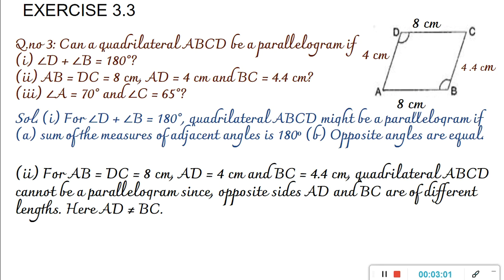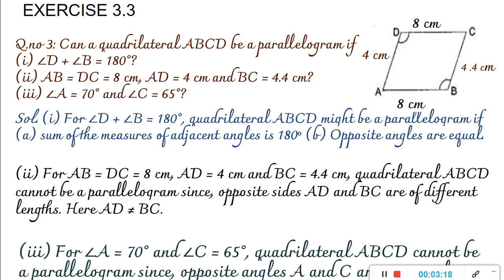Now angle A 70 degrees and angle C 65 degrees. Third one. We know that opposite angles are also equal, isn't it? Here angle A and angle C both are opposite angles, but both are different in measurement, isn't it? So we can say that quadrilateral ABCD cannot be a parallelogram since opposite angles A and C are not equal. Okay.